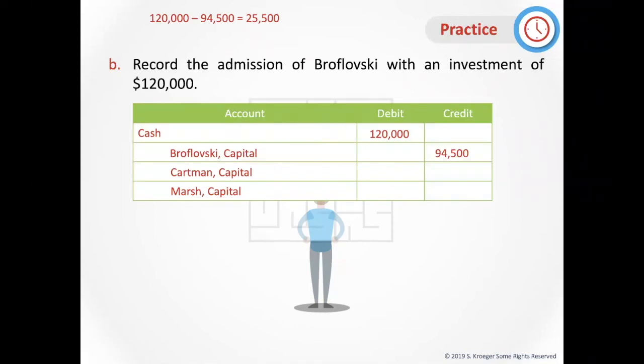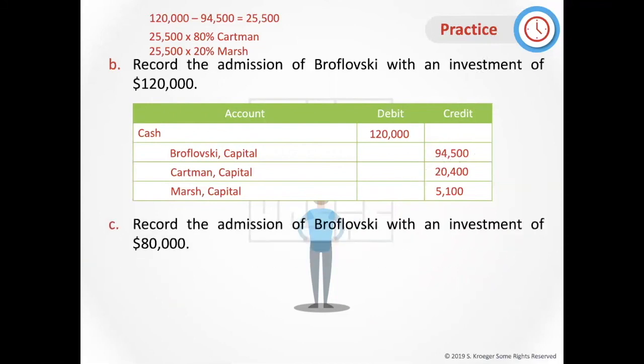Now we'll split this amount up, 80% to Cartman and 20% to Marsh. When you multiply 25,500 times 80%, you get 20,400. When you multiply 25,500 by 20%, you get $5,100. So in this scenario, Broflovski was put on the books for 94,500, but he had to give 120,000. That extra 25,500 ended up going to Cartman and to Marsh. Both their capital accounts have increased. Let's see the last scenario for this in part C.